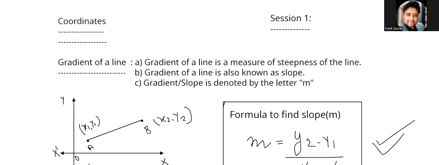Now, for example, suppose this is the axis, here X, and this is Y. And if the line is rising, it will be this. So we have to measure how much this line is rising. And for example, if the line is falling, it will be something like this.